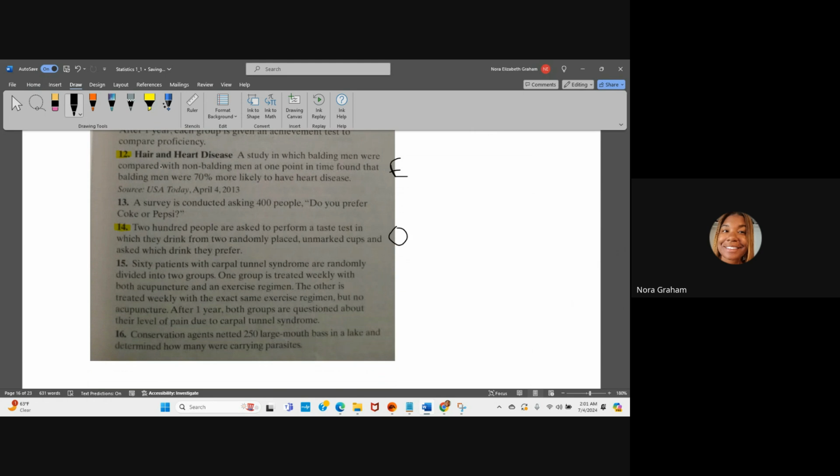Okay. And then 16. Conservation agents netted 250 largemouth bass in a lake and determined how many were carrying parasites. So this one's pretty straightforward. No groups, no sectioning. I'm not saying what kind of bass they were or what weight they were. So that's just going to be observational. Okay, O for observational. All right. If you have any questions from 9 through 16, let me know.